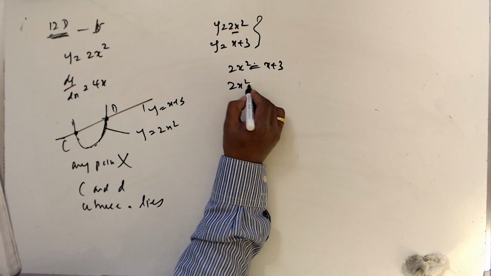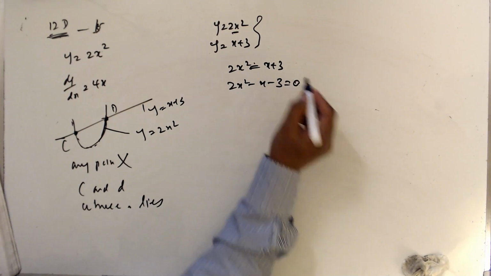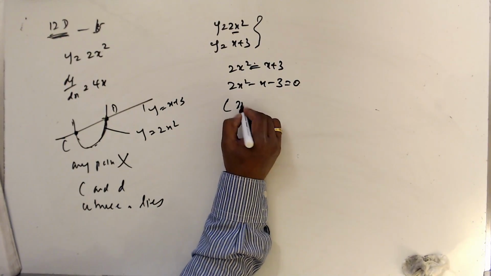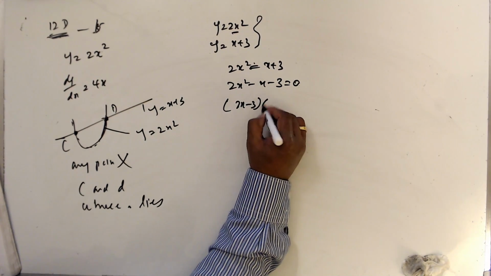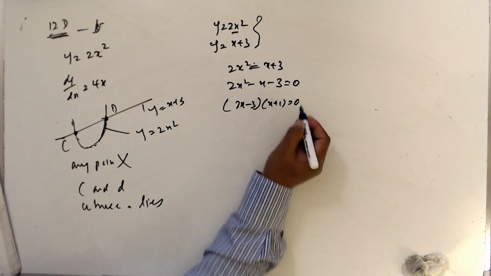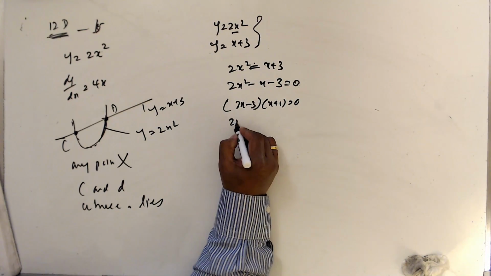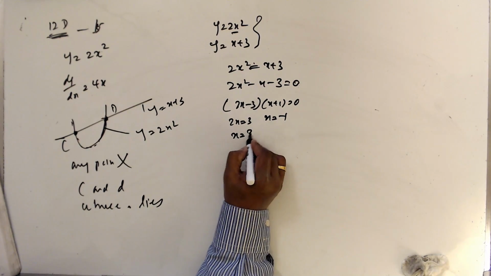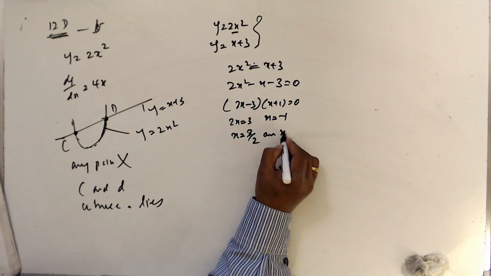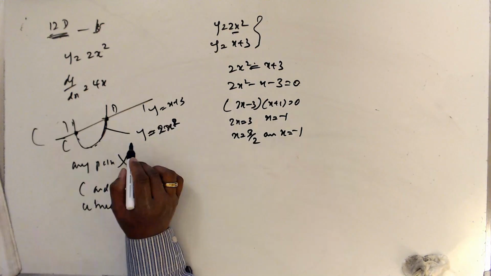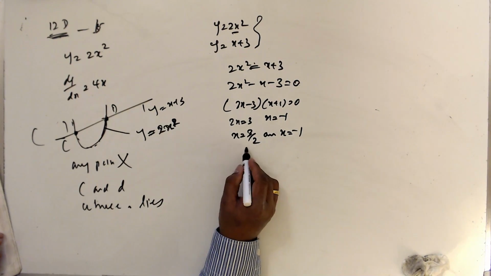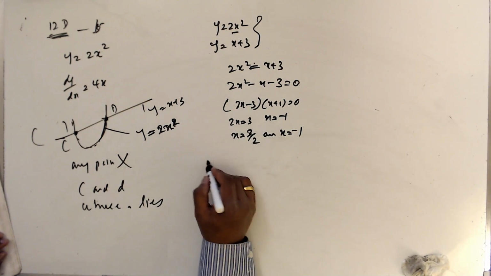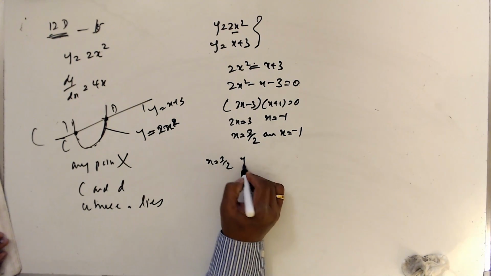So 2x square minus x minus 3 equal 0. When you factorize, this is (2x minus 3)(x plus 1) equals 0. Then x equal 3 over 2 or x equal minus 1. Now for x equal 3 over 2, we will find the y coordinate as well.